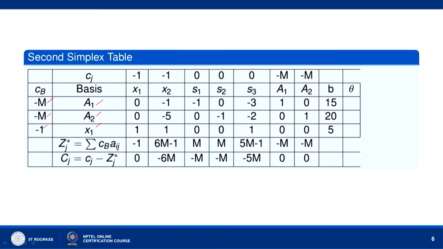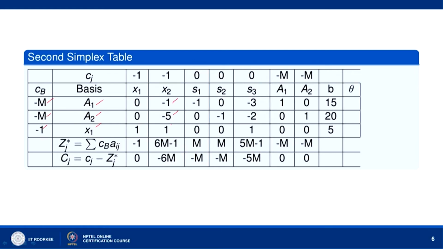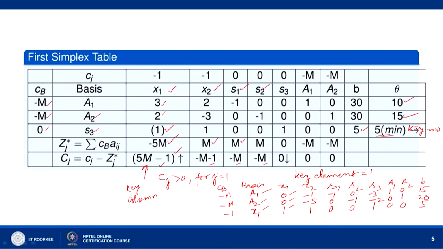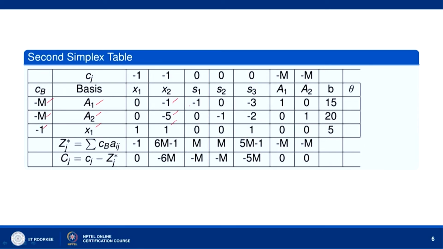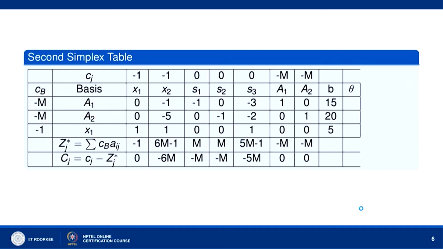X1 column is 0 0 1, x2 column is minus 1 minus 5 1, S1 column is minus 1 0 0, we get minus 1 0 0. S2 column is 0 minus 1 0, 0 minus 1 0. S3 column is 0 0 1, this is minus 3 minus 2 1.